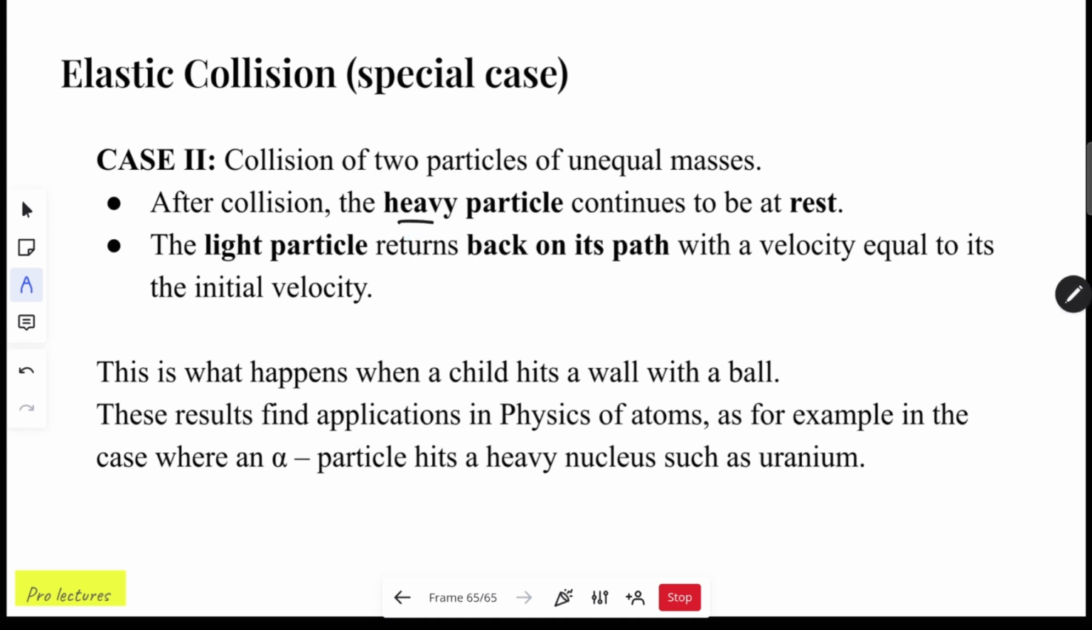So after collision, the heavy particle continues to be at rest while the light particle returns back on its path with the velocity equal to its initial velocity. This is what happens when a child hits a wall with a ball. These results find applications in the physics of atoms, as for example in the case of an alpha particle with a heavy nucleus. We'll be learning these in the lesson atoms and nucleus.